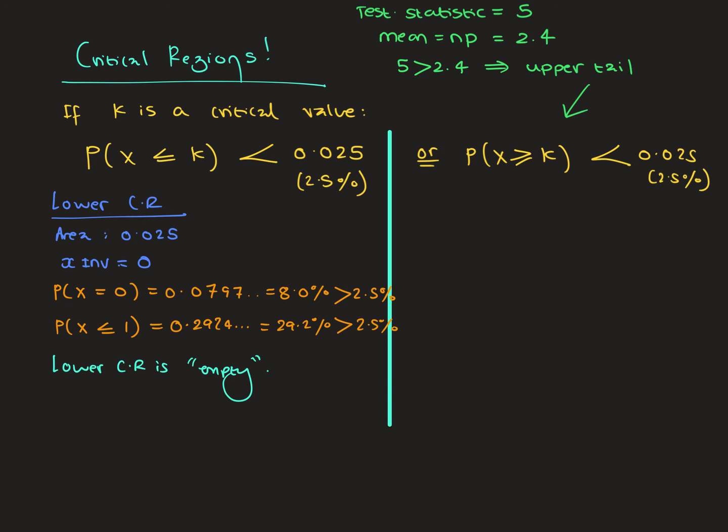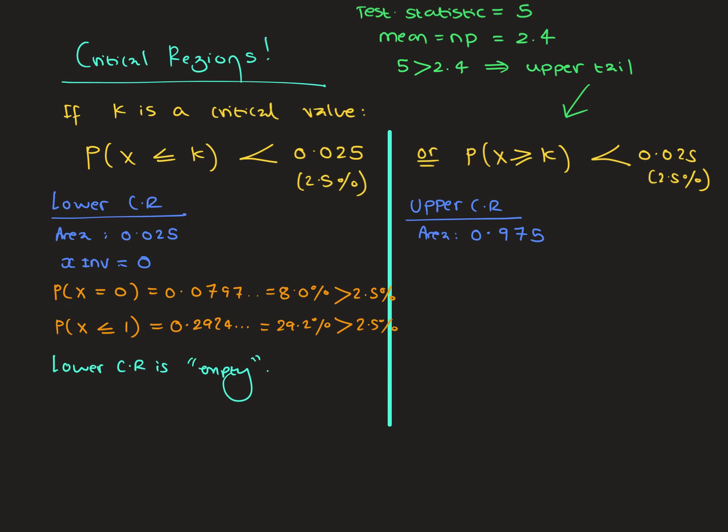Now, how do we work out the upper critical region? So again, using the inverse binomial on the calculator, I'm going to carefully set everything up. So the inverse binomial, when the calculator looks for the area, it's looking for the area on the left-hand side. So we've actually got to input 0.975, because that would be the area to the left of the upper critical region. The area to the right of it would be the 0.025. Everything else is as before. The number of trials is 24 and the probability value is 0.1.